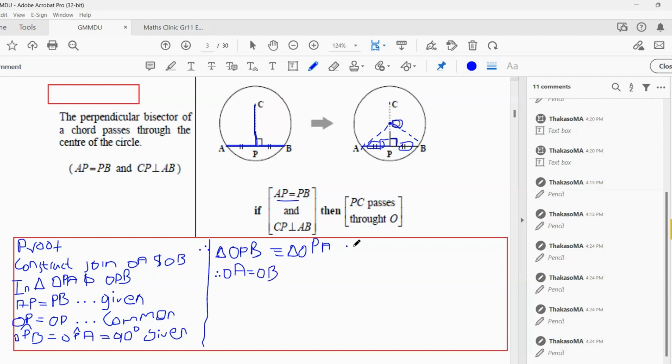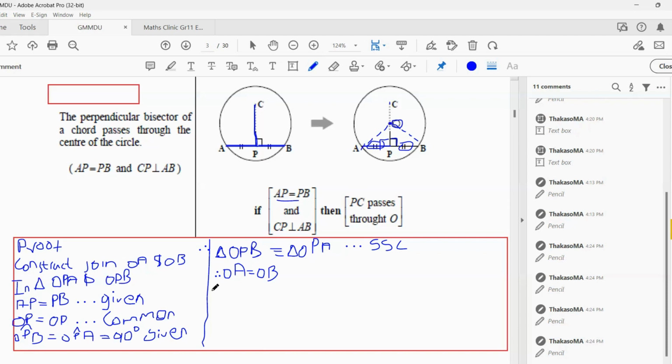And what is the reason here? Forgot the reason. We never leave a reason out. So we just proved side, angle, side: two sides and an angle of two triangles are equivalent. That's one of the conditions of congruency. So triangle OPA is congruent to triangle OPB, then the remaining sides are equal. But we also remember that OA and OB are two lines that are equal from some point.